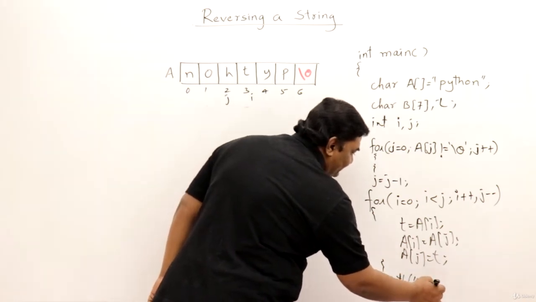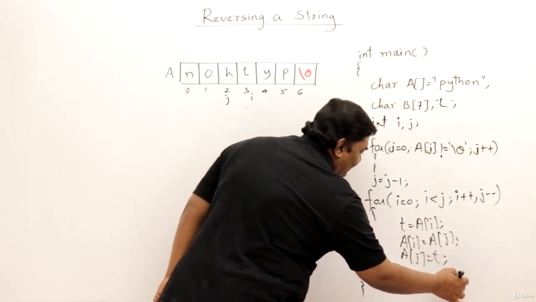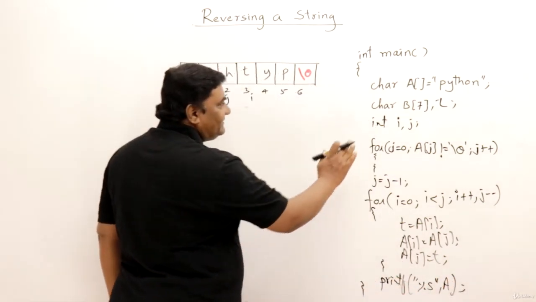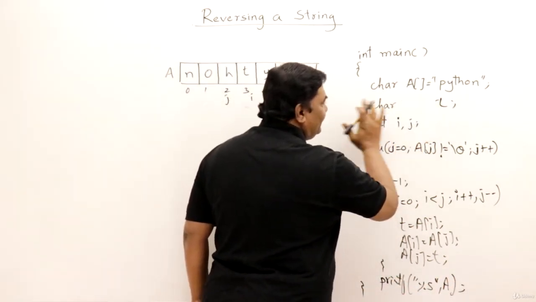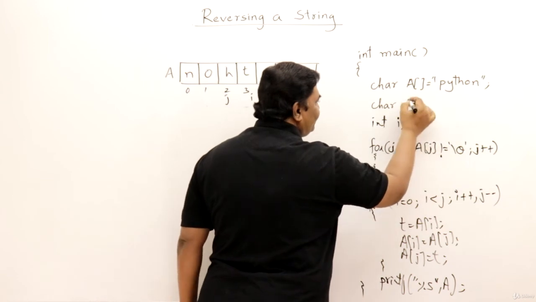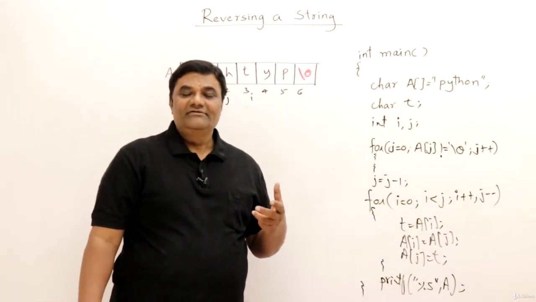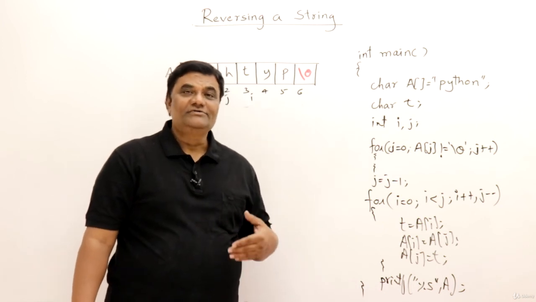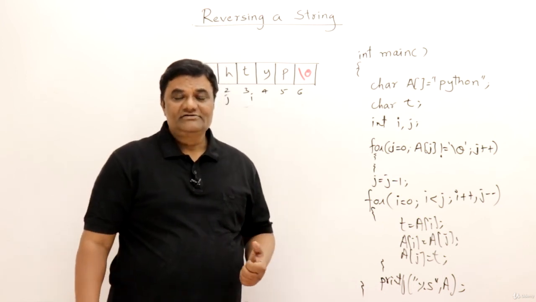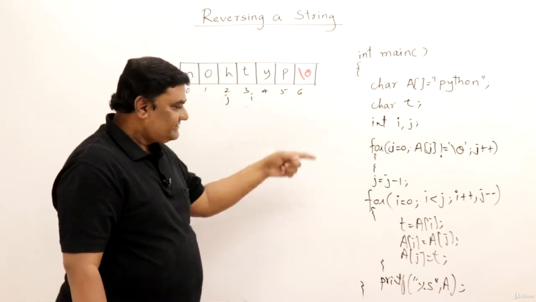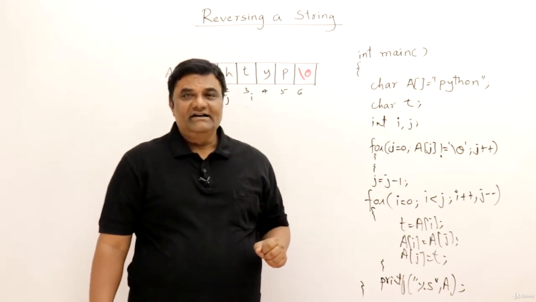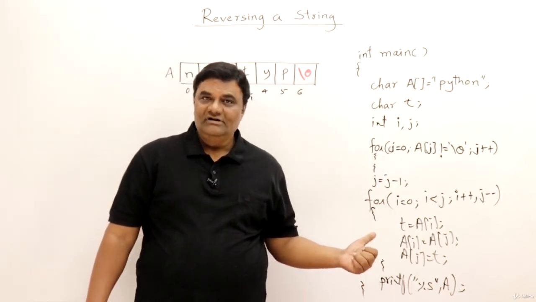Printf %s, that is A. That's it. See, we have not used another array, so I will remove that. We have used just t as a character. So this is the method for reversing a string without using another array. So we have seen two methods. Even this method is a student exercise, so you have to write down this code and try it.